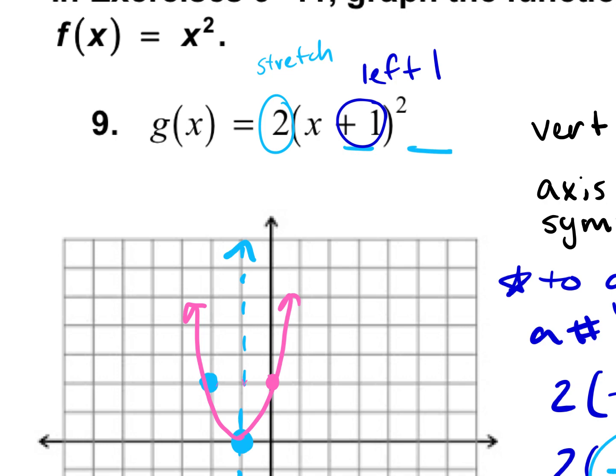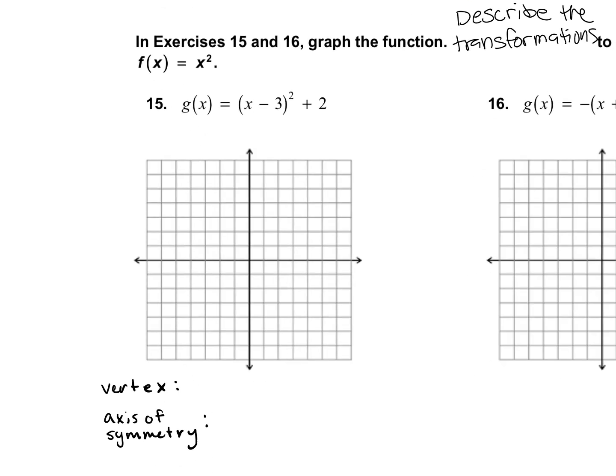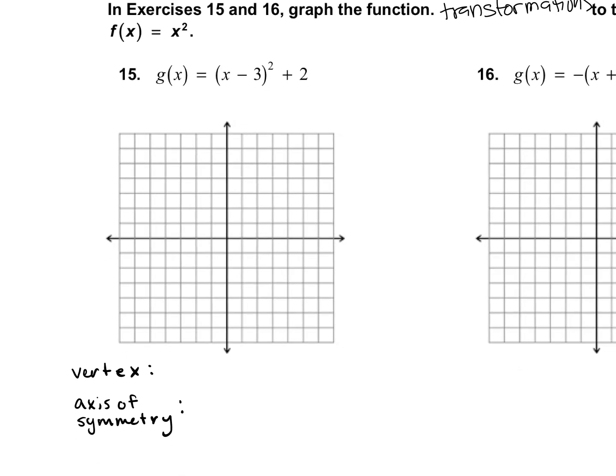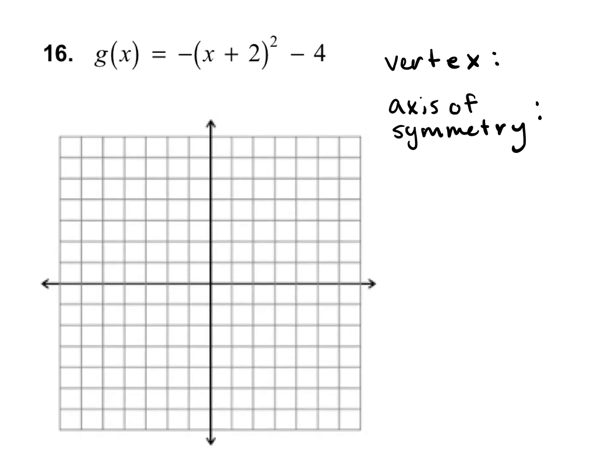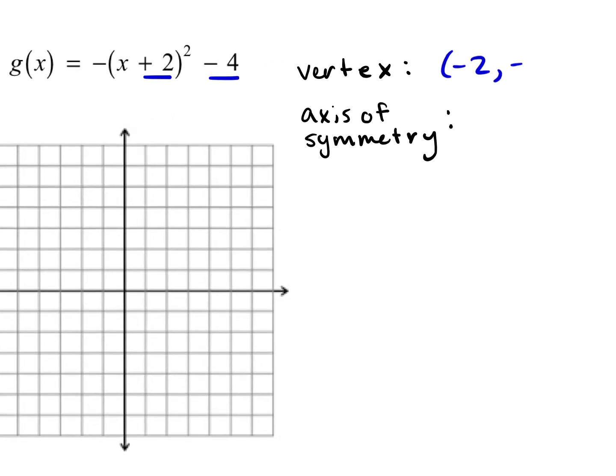Any questions? All right, let's go to the bottom and do 15. So first thing we want to do is, actually let's do 16. I like 16 better. First thing we want to do is find our vertex and our axis of symmetry. What would our vertex be? -2, -4. Awesome. So let's plot that. We go to the left 2 and down to -4. What's our axis of symmetry? X equals what? -2. So our axis of symmetry is a dotted line that goes right through it.